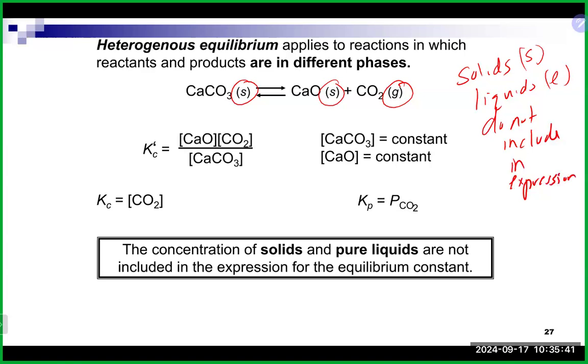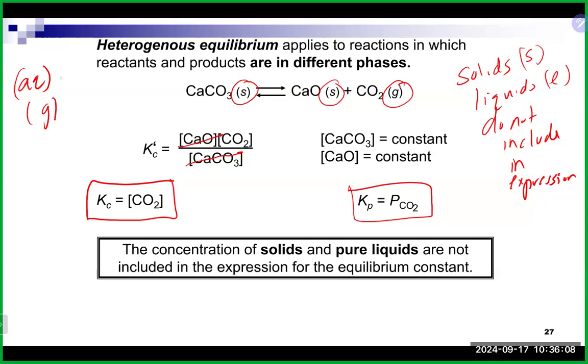So here, because calcium carbonate is a solid, we would not include it. Because calcium oxide is also a solid, we would not include it. That means for this particular reaction, the Kc expression is really just the concentration of the CO2. Also, the Kp in this case would be our CO2 as well. That means there are really two things that get included: things that are aqueous, and things that are gases. These get included in the equilibrium expression.